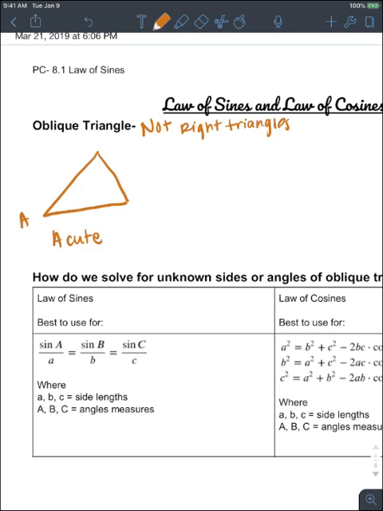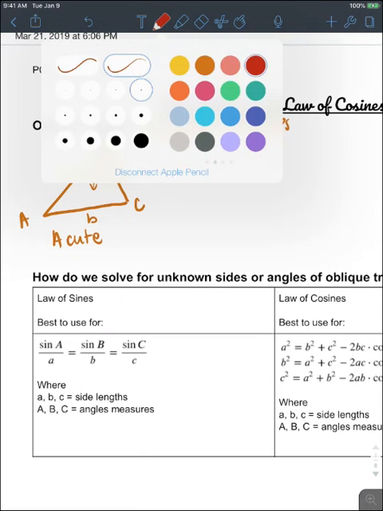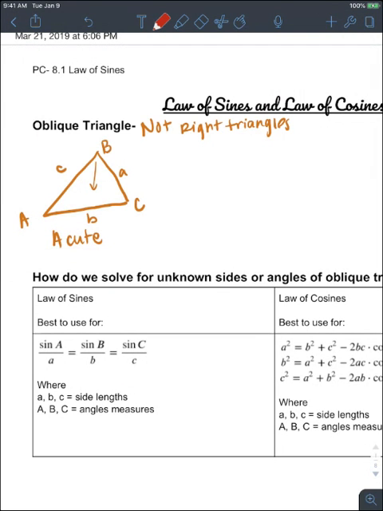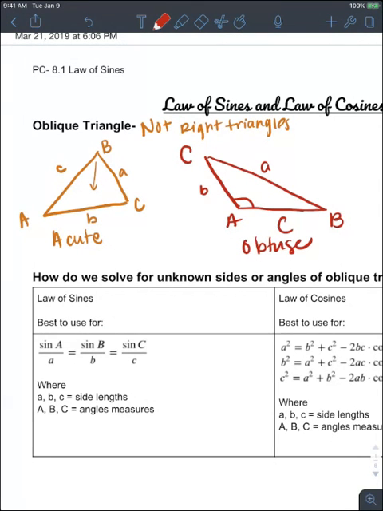We label the angles with capital letters, A, B, and C, and the side across from them is a lowercase letter. Okay, we have another, say, obtuse triangle here. This is also an oblique triangle. Angle A, angle B, angle C, side a, side b, side c. This one would be an obtuse triangle because it has an angle greater than 90 degrees.